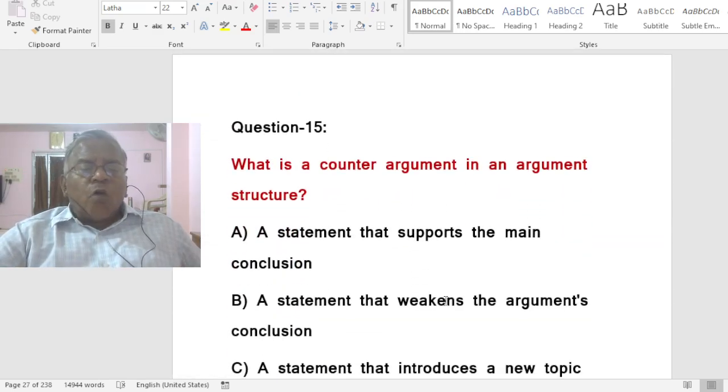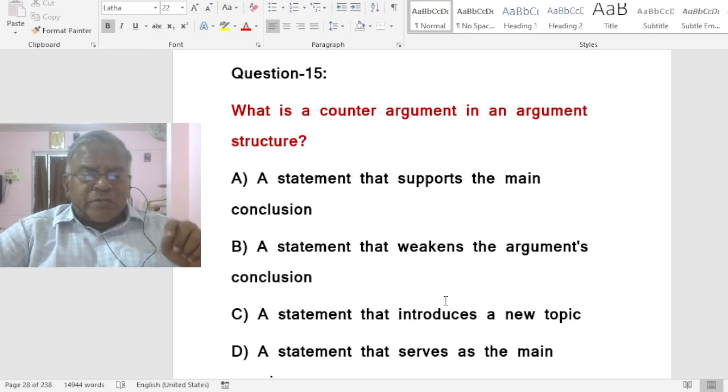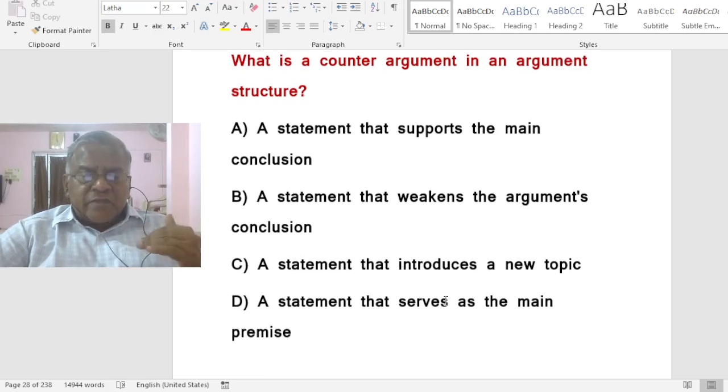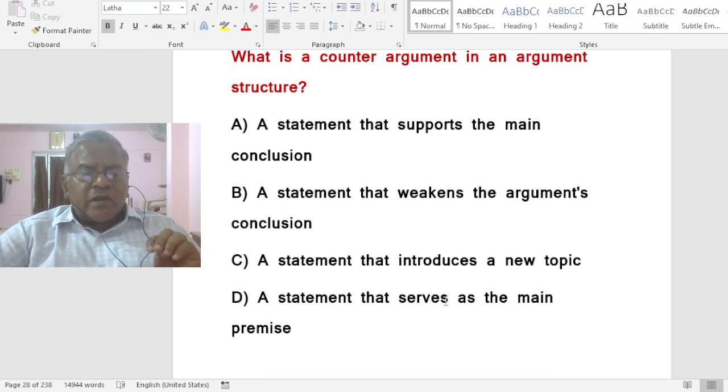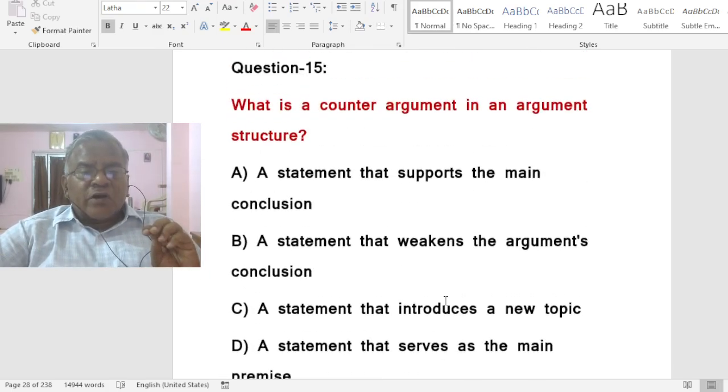Now, what is a counter argument in an argument structure? A. A statement that supports the main conclusion. B. A statement that weakens the argument's conclusion. C. A statement that introduces a new topic. D. A statement that serves as the main premise. So I hope you understood this.